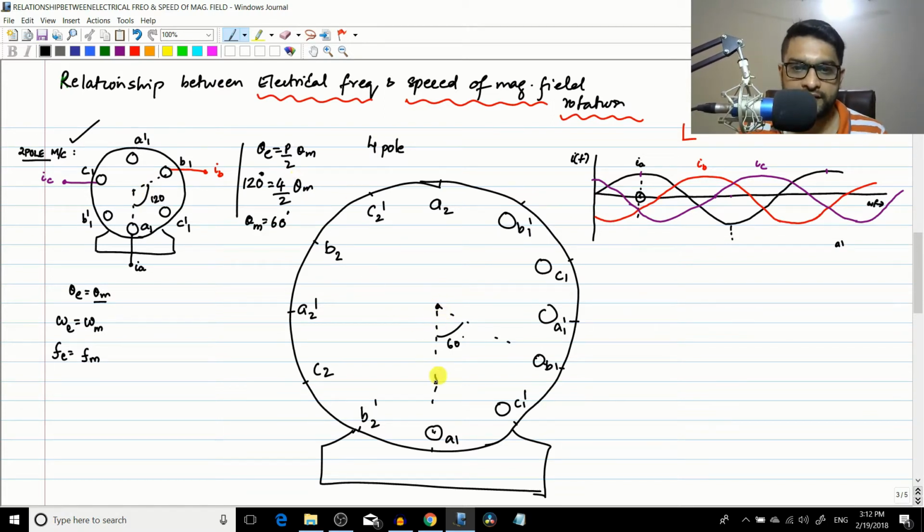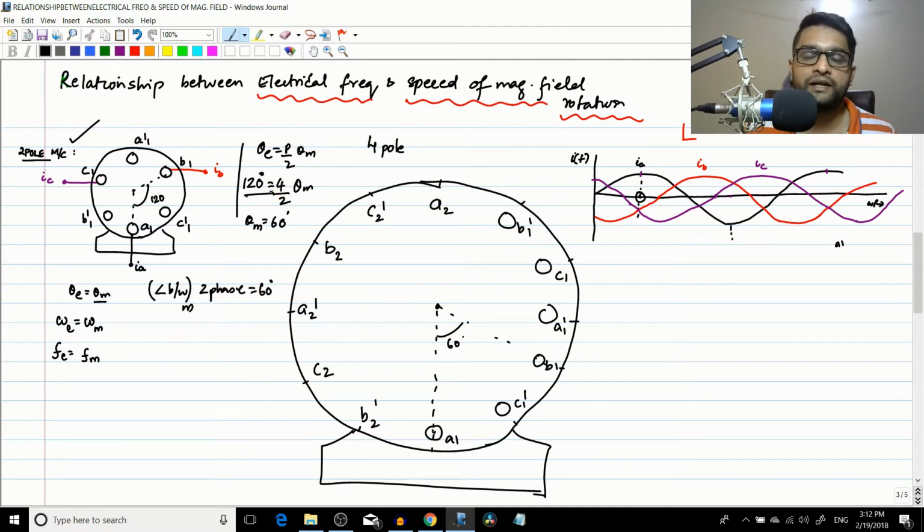I'll just write: angle between two phases equals what angle? The mechanical angle will be equal to 60 degrees, and this will give an electrical angle of 120 degrees. This is the common mistake that people make, that they always think that the angle is 120 degrees for a three-phase winding, but it depends upon the poles. 120 degrees is the electrical angle. So when I have repeated the winding, I find that it is 60 degrees. So this is how it's going to look. I just forgot to put these arrows here.